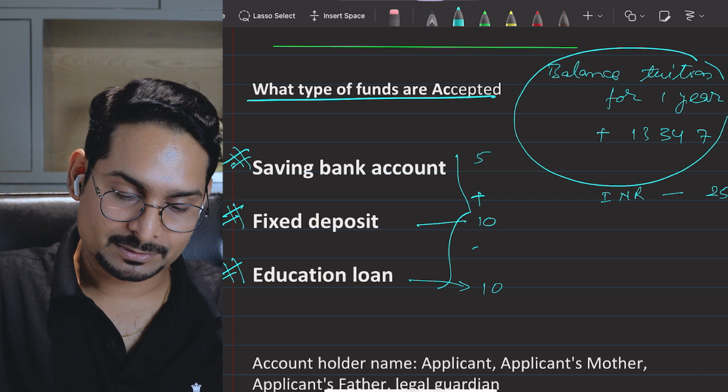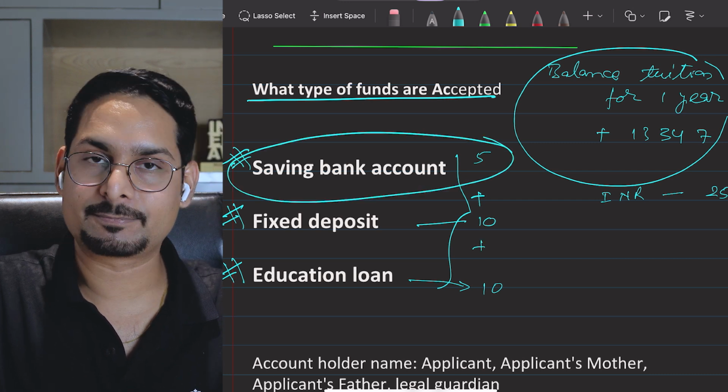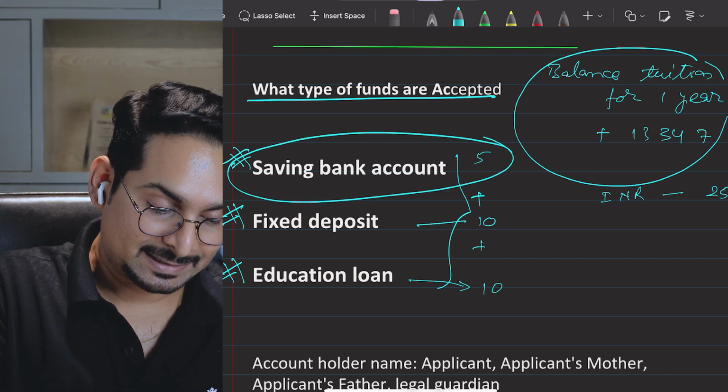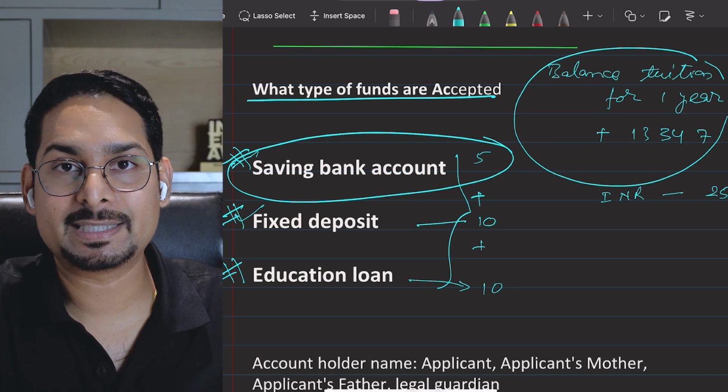So you can have combination of this, or you can show from one source itself. That's totally up to you. But the saving account and fixed deposit has to be in commercial nationalized bank. So which type of banks are okay?